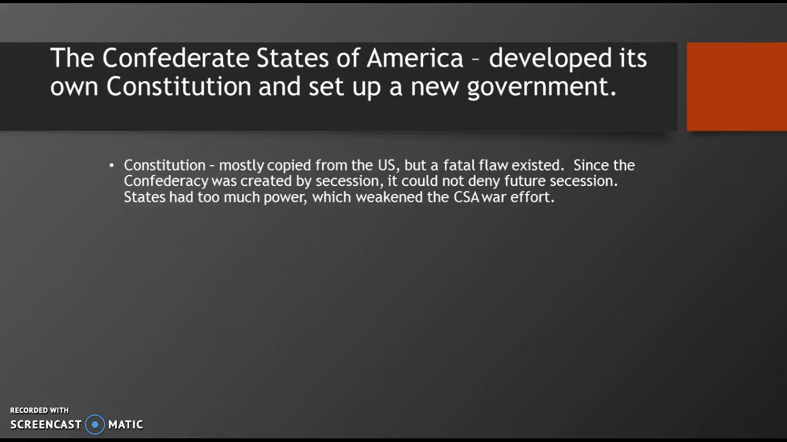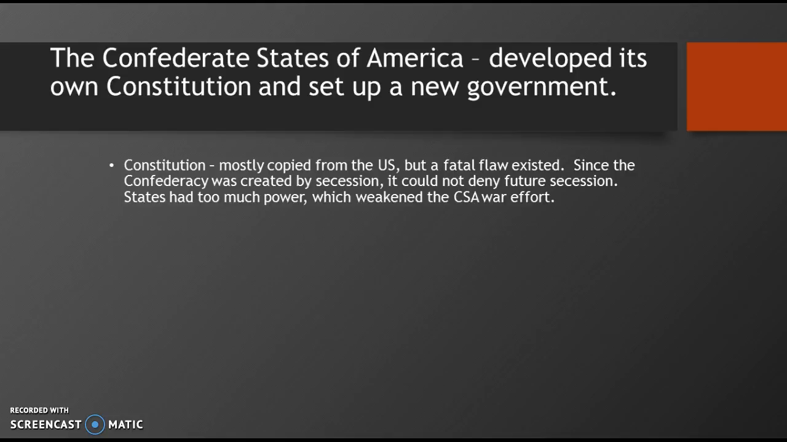Think about it. Since the Confederacy was created by secession, all these southern states in the Confederacy had seceded from the United States. Well, since it was created by secession, they can't turn around in their Constitution and say that states don't have the right to secede in the future. That's a problem, because now if they pass laws that states don't agree with, those states are just going to leave and start a new country.